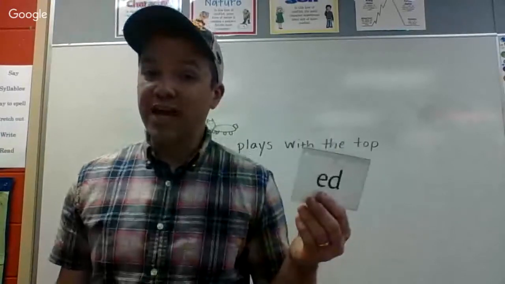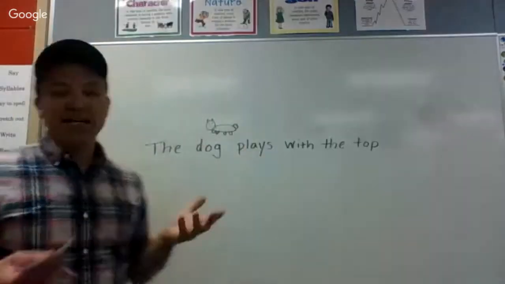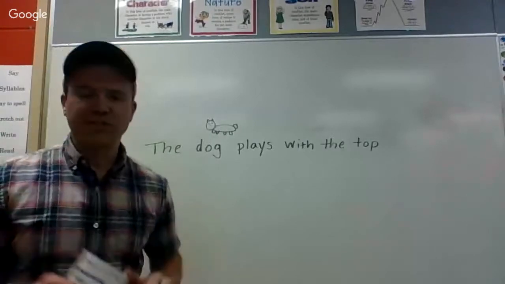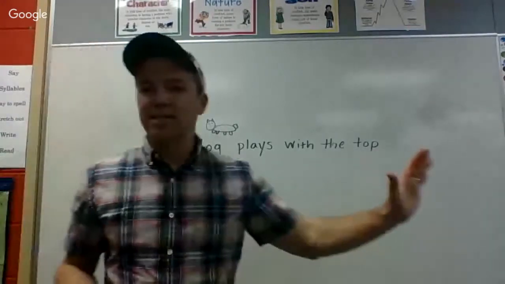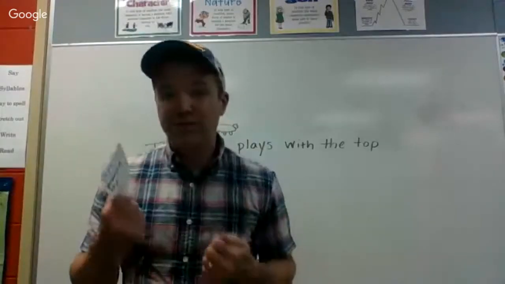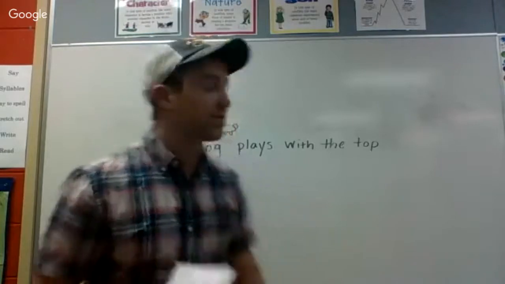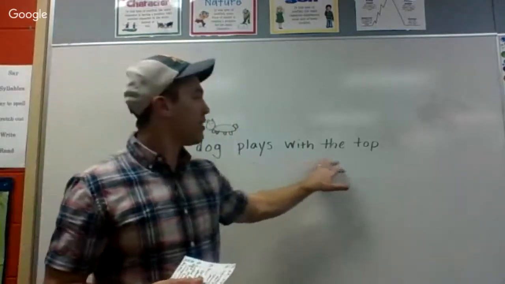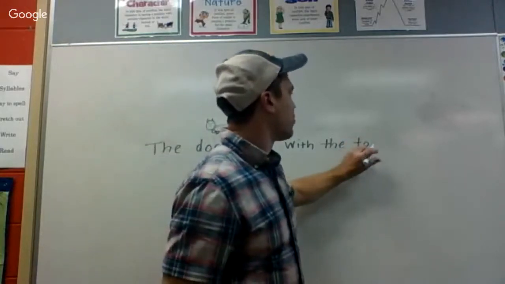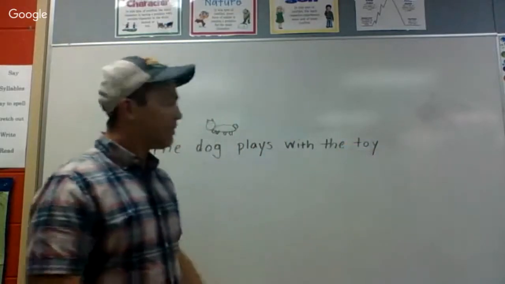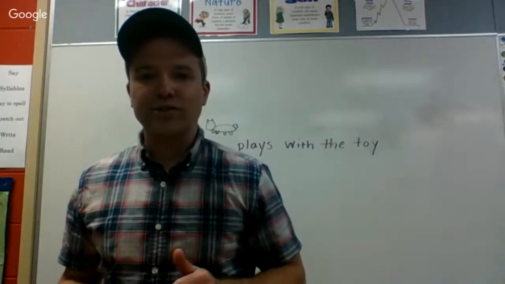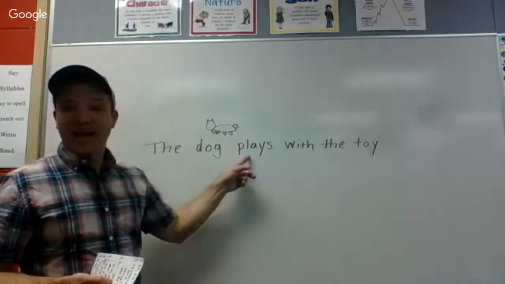So see if you can remember what a verb is. I'm going to read this sentence. You like my dog? Looks more like a bunny, doesn't it? Anyway, don't judge my drawing. Here's what I want you to do. After I read this sentence, I want you to see if you can figure out what the verb is. Remember, verb is action. Whatever the subject in the sentence is, what its action is. The dog plays with the, I put top. What I meant to say is toy. I apologize. The dog plays with the toy. So quick. Think, what is the verb in that sentence? What is the action? Plays, right?